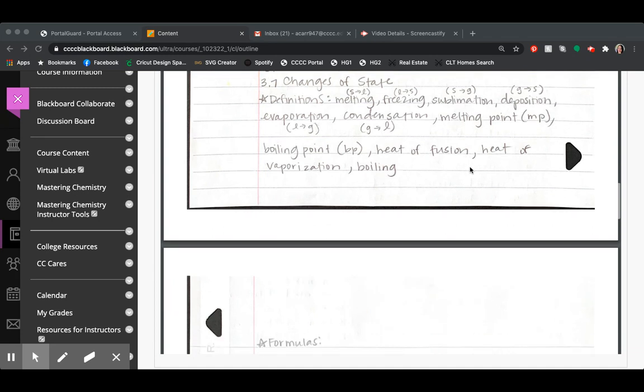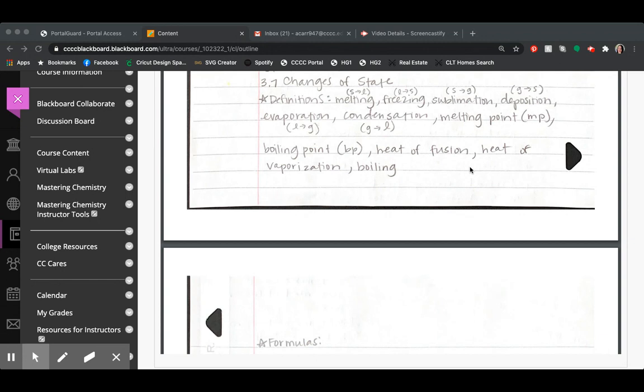All right, and changes of state. Most of this is probably review, but you see melting, freezing. Sublimation is when a solid goes directly to a gas. Deposition, gas goes directly to a solid. The way I remember the difference between those two things, you go to the bank, you make a deposit, you leave something there. Deposit, deposition, gas turns into a solid, something is left there. And then evaporation, condensation, and then melting point, boiling point.